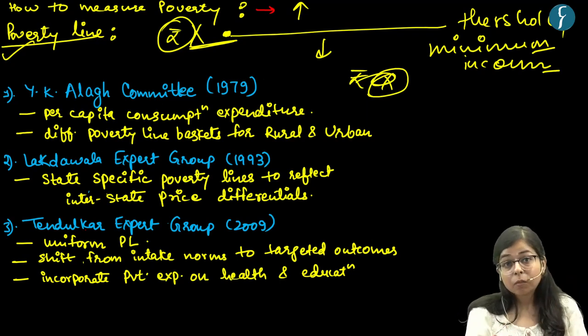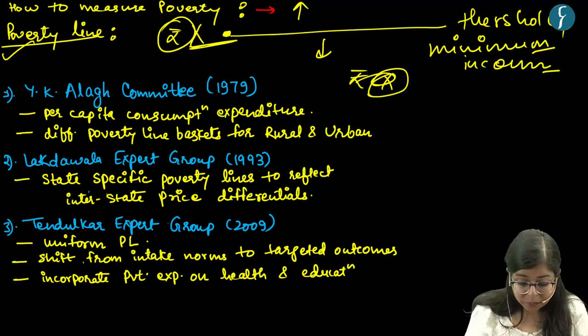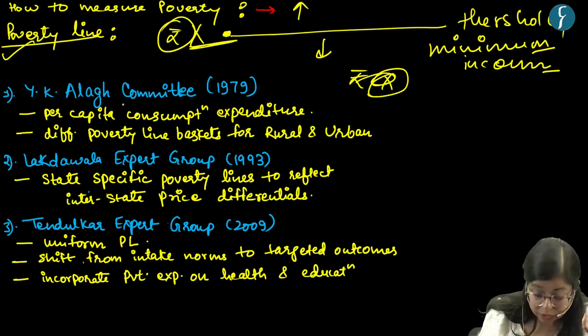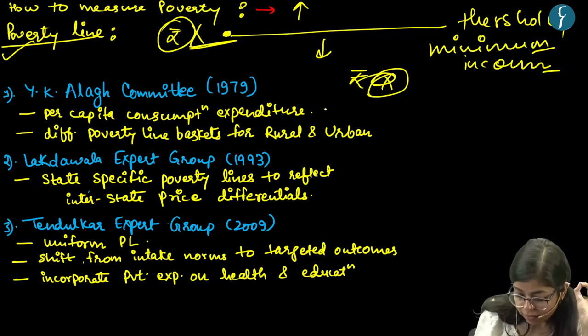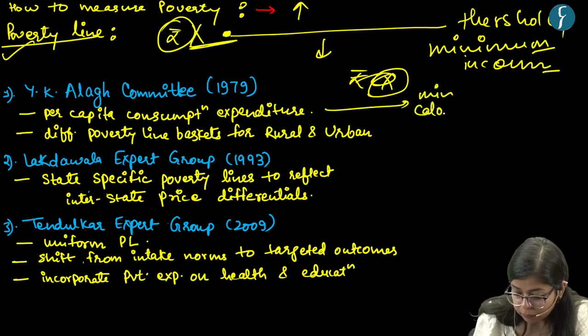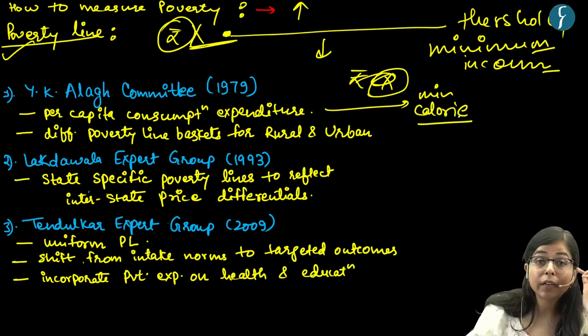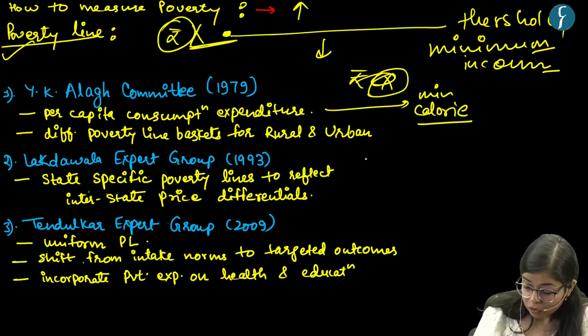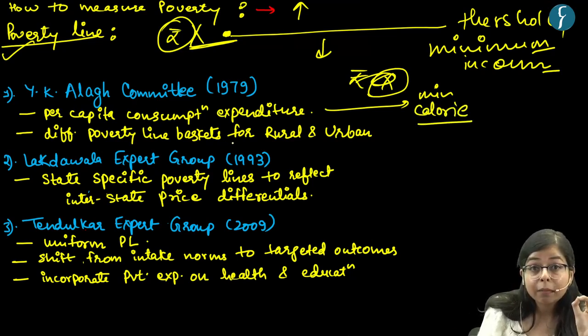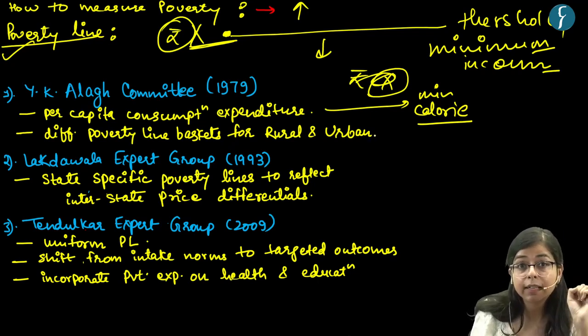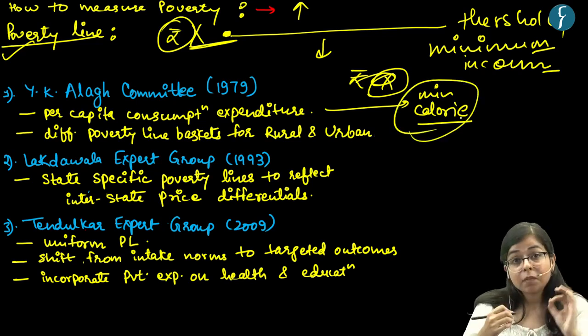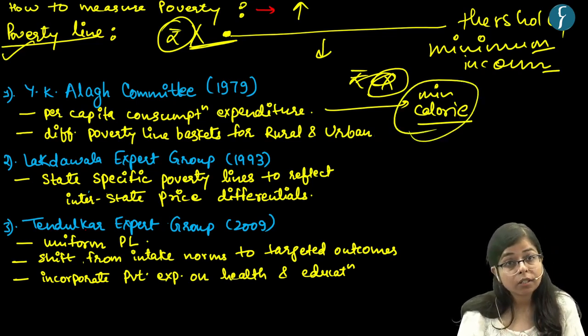Now what was special about this committee was that it advised adopting a poverty line in the country based on per capita consumption expenditure, right? It was based on the minimum calorie intake in the country. So it defined the poverty line baskets in the country for rural and urban areas. There were different poverty line estimates, and these estimates were based on minimum calorie consumption.